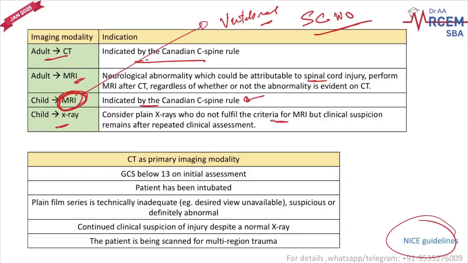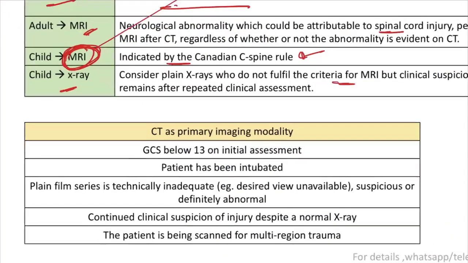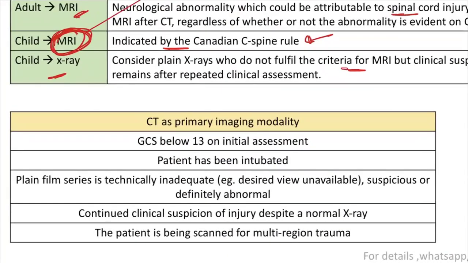When to directly jump and not use a CT scan, and not use the Canadian C-spine rule at all: when the GCS is on the lower side, or when the patient has already been intubated, then you cannot apply the Canadian C-spine rule at all. Or when you cannot get a plain X-ray done, or the imaging is not sure on the plain X-ray, or you have continuous suspicion in spite of a normal X-ray. Some part of the body is being scanned. At that point of time, you can include the C-spine also.